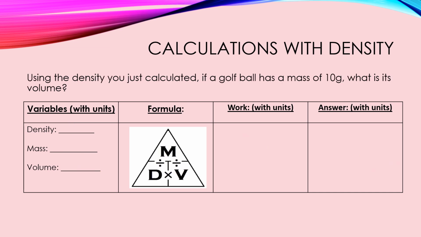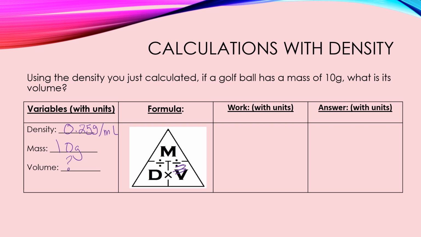Using the density you just calculated, if a golf ball has a mass of 10 grams, what is its volume? So in this case, I'm going to use the previous slide's density calculation, which is 0.25 grams per milliliter. And my mass for this one is 10 grams. And I am asked to solve for volume.